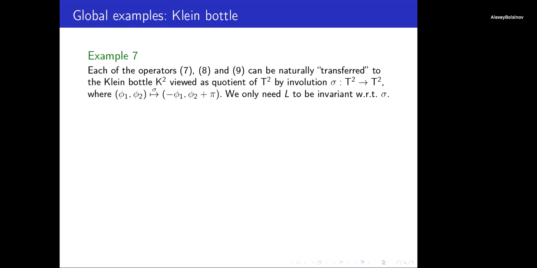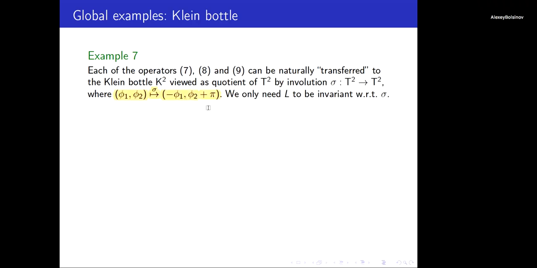Next, some global examples on a new manifold, the Klein bottle. The examples on the torus we have just discussed can be easily transferred to the Klein bottle. We remember that the Klein bottle also can be obtained from the torus by taking a quotient with respect to an involution, defined by means of this formula.